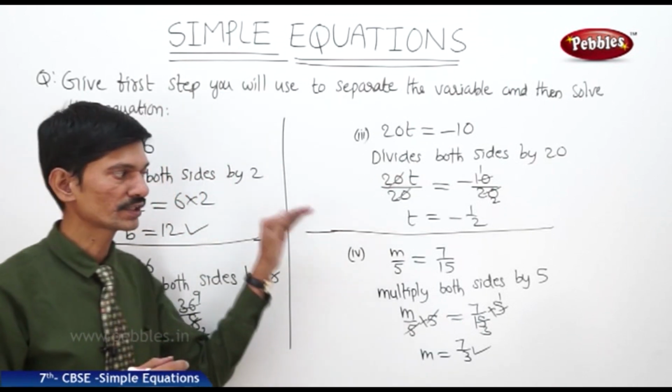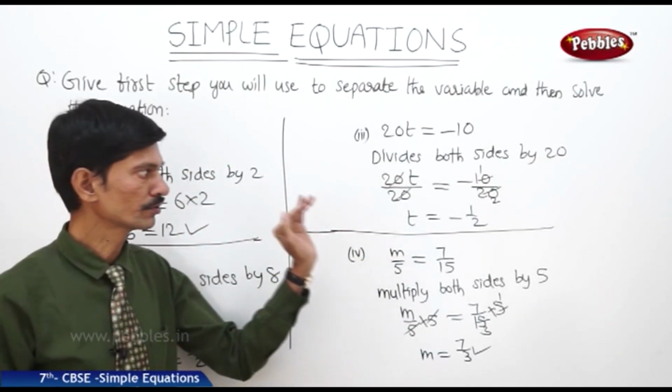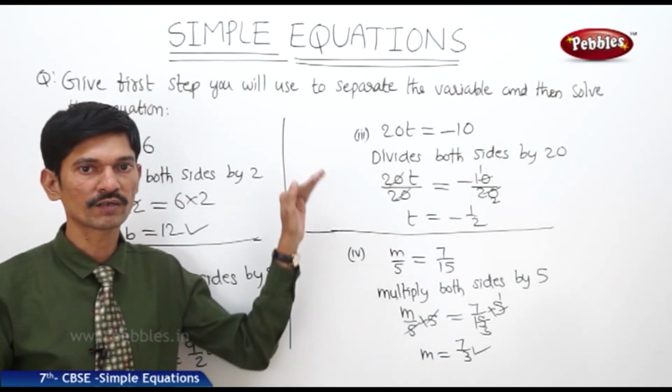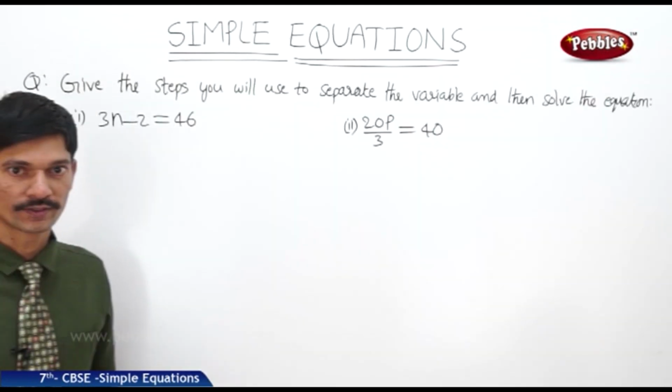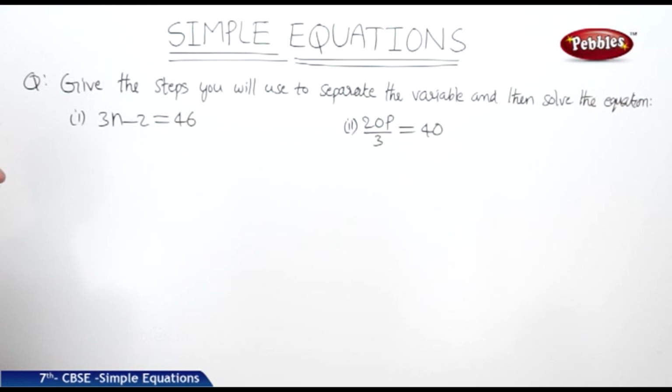So by applying the same mathematical operation on both sides of the equation to separate the variable present in the equation, we can solve the equation. Now let us see the next question. Give the steps you will use to separate the variable and then solve the equation.